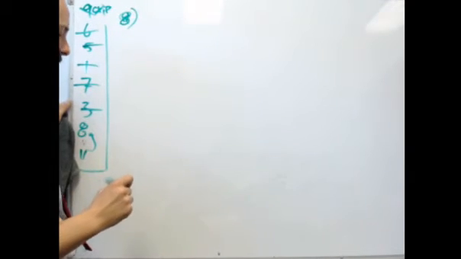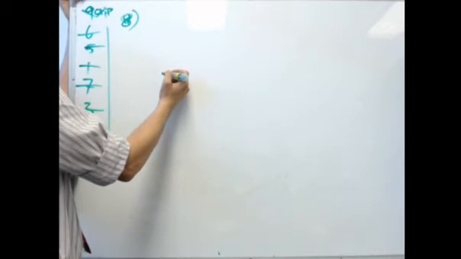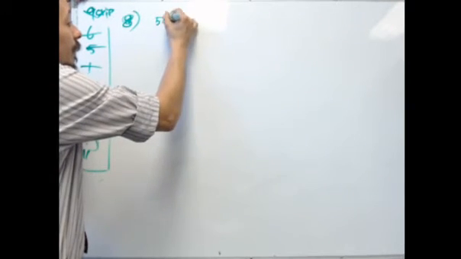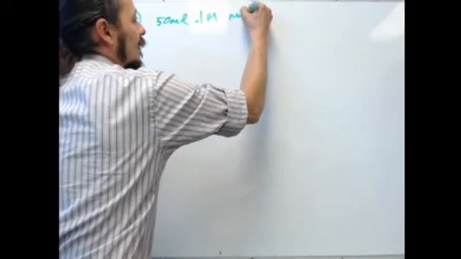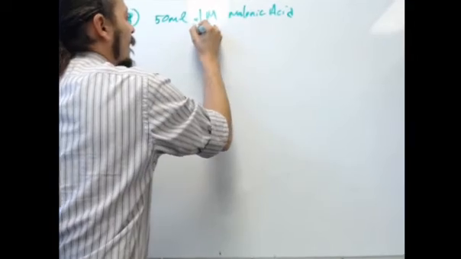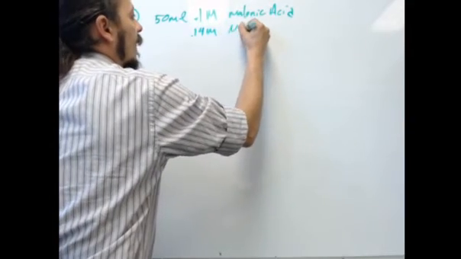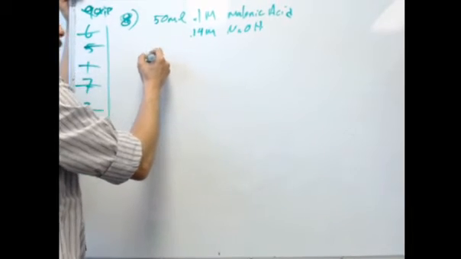Someone read problem 8 to me. You titrate a 50 milliliter sample of 0.1 molarity malonic acid with a 0.14 molarity sodium hydroxide. Calculate the pH and plot a titration curve for the following volume additions. There's a lot of them.